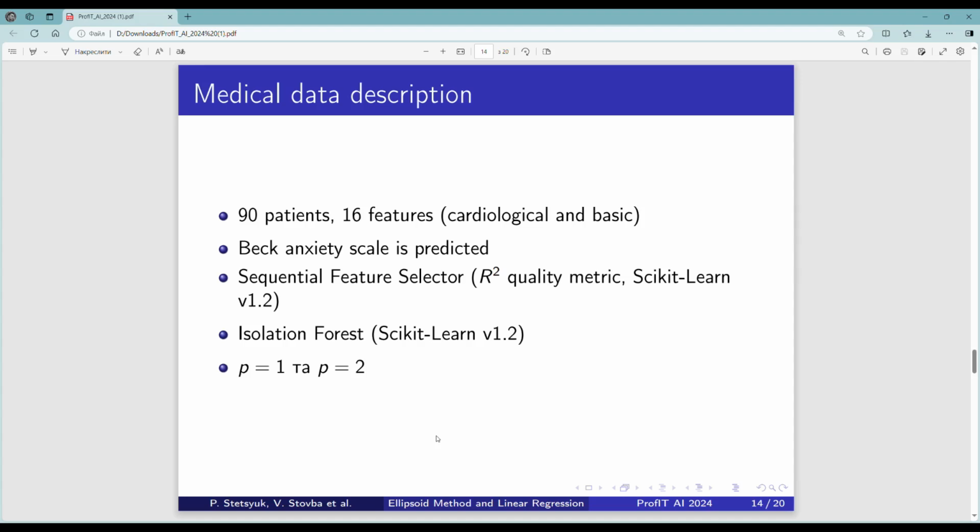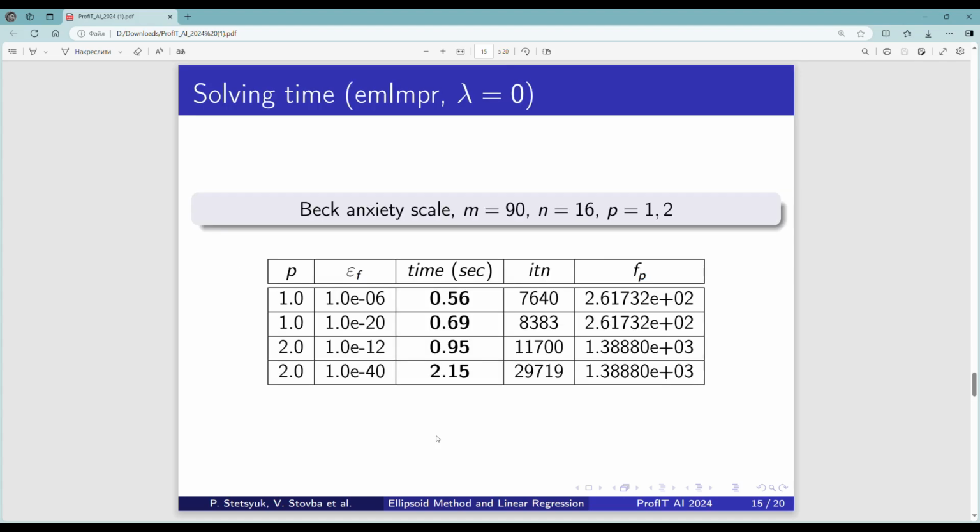To choose these features among all others, we used sequential feature selector using R2 quality metric. We use it with scikit-learn version 1.2, and to deal with outliers in some way, we used isolation forest also from scikit-learn 1.2 version, and here we used p equals to 1 and 2. This slide shows the solving time for the problem, and now we used lambda equals to 0. As you see, it's 0.56, 0.69, 0.95, and only for one example is 2.15 to solve this problem.